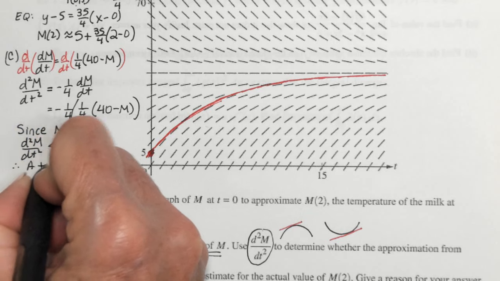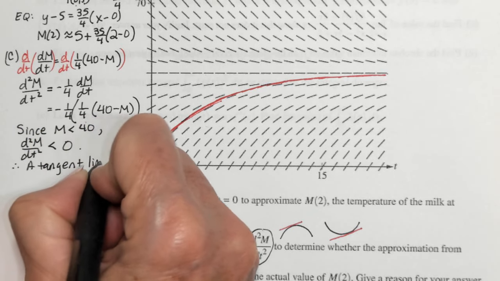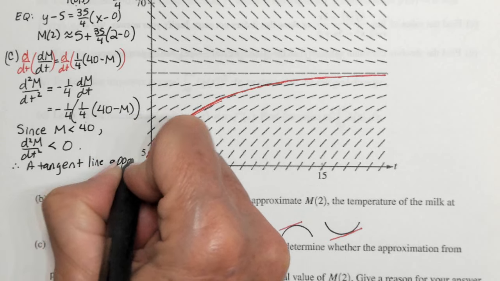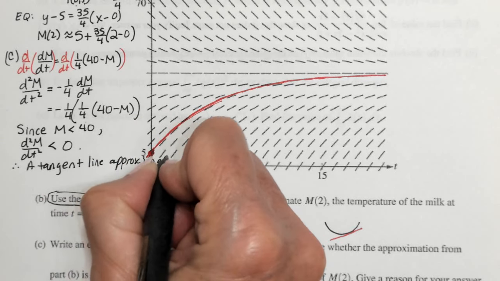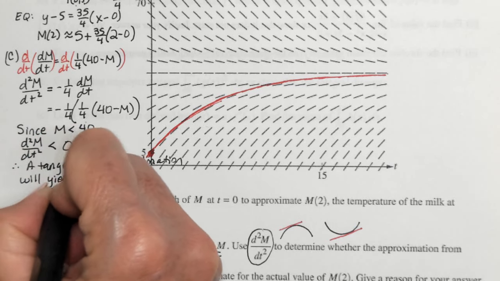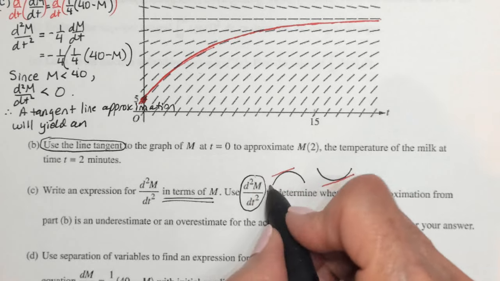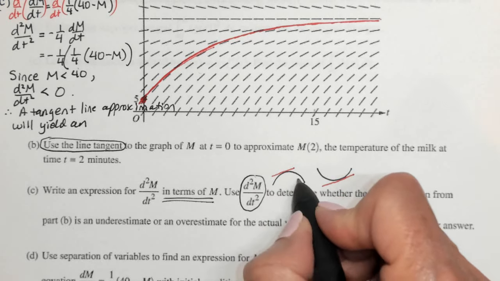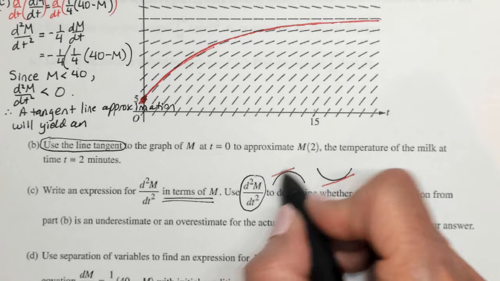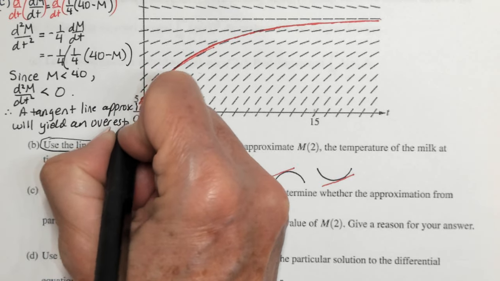Therefore, a tangent line approximation will yield an, concave down, like a frown. Tangent line is over the curve, an overestimate.